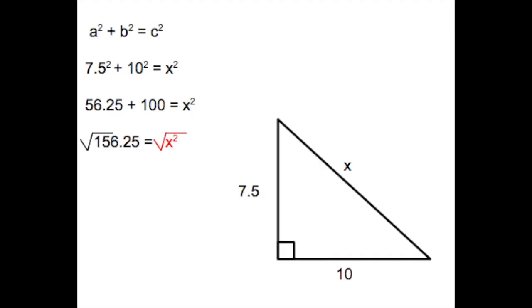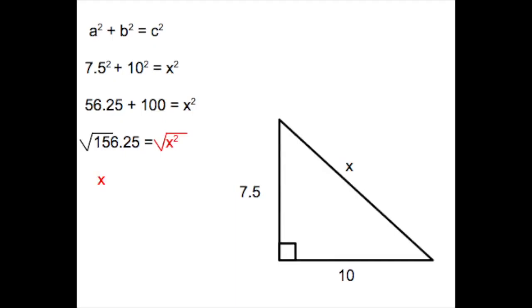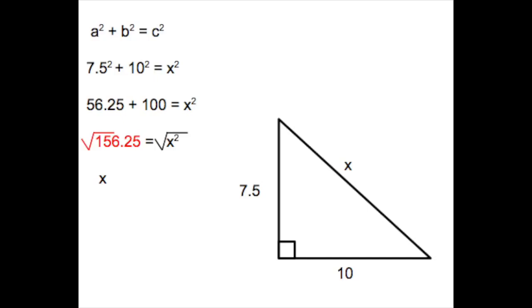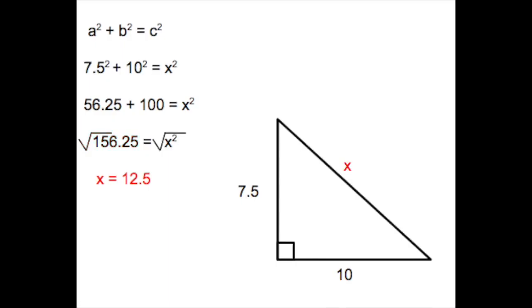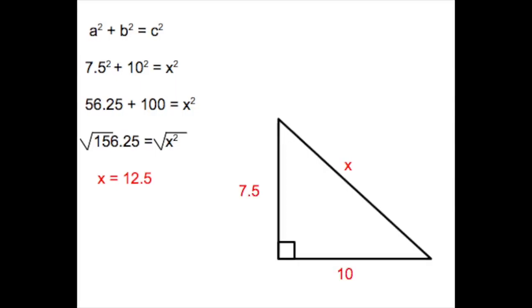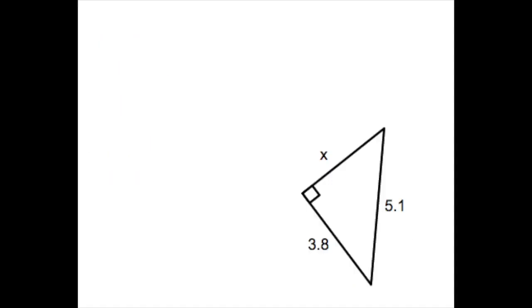Now, simplifying the square root of x squared, we are left with just x. Simplifying the left side, the square root of 156.25 is 12.5. So x equals 12.5, and x represented our hypotenuse. So our hypotenuse is 12.5. We know that our hypotenuse needs to be the longest side, which if it was 12.5, it would be the longest side. Let's try another example.